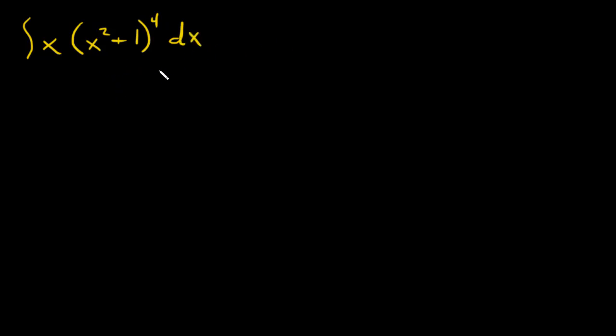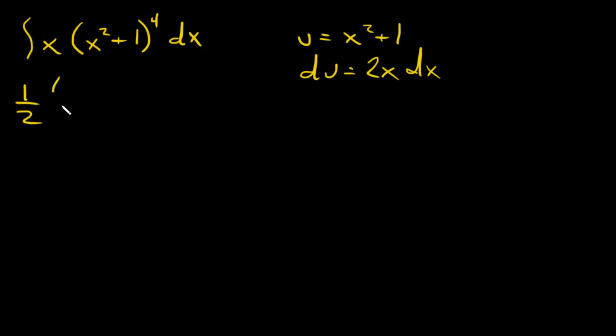Okay, what do I make my u? Well, I've got an x squared here and an x here. If I take the derivative of this, I'm going to get this. So u is equal to x squared plus 1. That means du is equal to 2x dx. I don't have a 2, but I can put it in. I take a 1/2 out, so this becomes 1/2 integral 2x times (x squared plus 1) to the 4th dx.